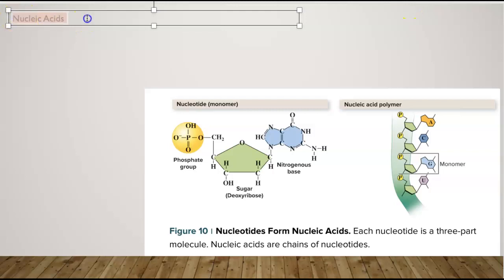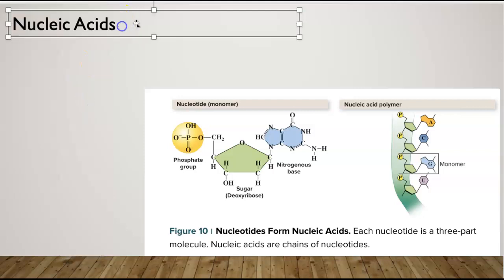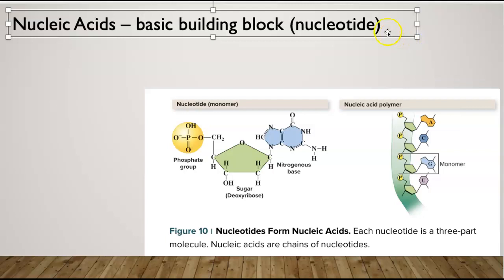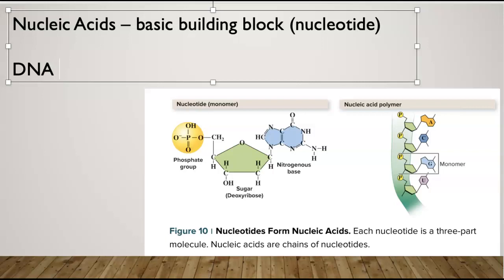So the nucleic acids are made up of these tiny little things called nucleotides. They're the basic building block. So when you eat a nucleic acid, you're eating it usually in the form of DNA or RNA. And that DNA or RNA is made up of billions and billions and billions of nucleotides. Our body breaks it down and just reuses it.